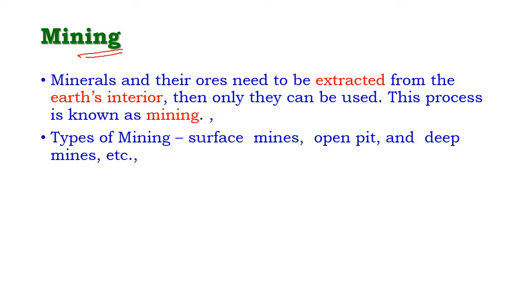Meaning of mining. So minerals and their ores are to be extracted from the earth's interior by means of digging a large hole into the earth. Then only they can be used. So this process is known as mining. There are a few types of mining, which are surface mining, open pit mining, and deep mining, and a few more types of mining are there.